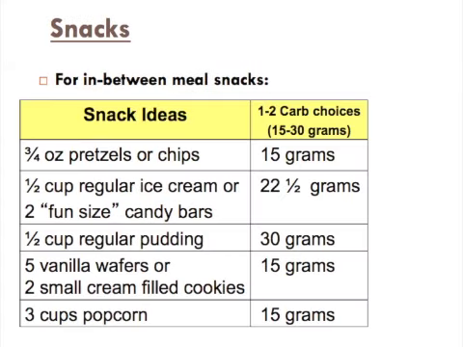So this slide just gives you some examples of some snack options. There's not really much of anything healthy on here, but people with diabetes can have the examples listed. Half a cup of pudding would be 30 grams of carb. If you did the sugar-free pudding, that would cut it down to about 12 to 15 grams of carb per serving. 3 cups of popcorn, 3/4 ounce of pretzels, etc.